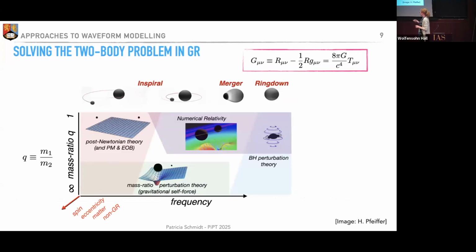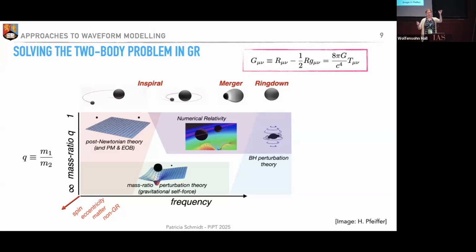And that's a very nice slide that Harald Pfeiffer made that I stole from him from one of our Einstein Telescope presentations, where you can see the mass ratio, so the relative mass between your primary and your secondary object. And here on the x-axis, you can see the frequency. So in inspiral, evolution to merger, frequency increases, right? Mass ratio here from equal mass to very, very unequal mass black holes, right?